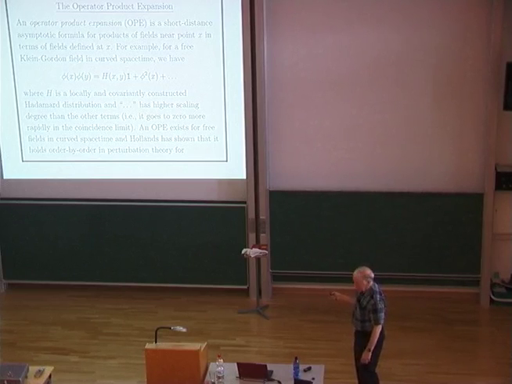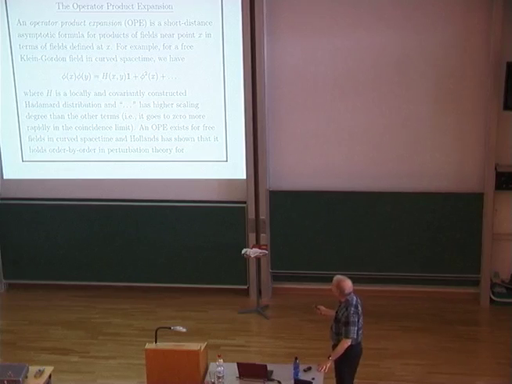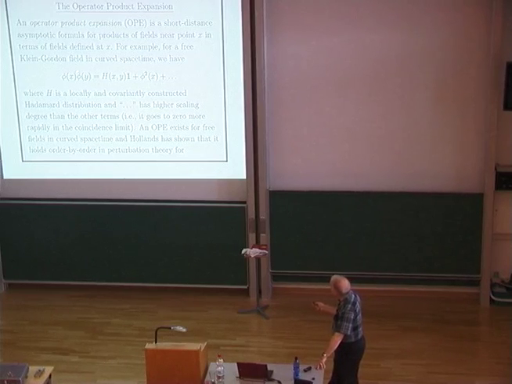Now, many people in this audience know a lot more about operator product expansions than I do, but for the people who don't know anything about them, the simplest example of the kind of operator product expansion that I'm talking about here is what you'd have for, say, a Klein-Gordon field, in curved space-time. It's an asymptotic formula for the product of fields when the two points become close.